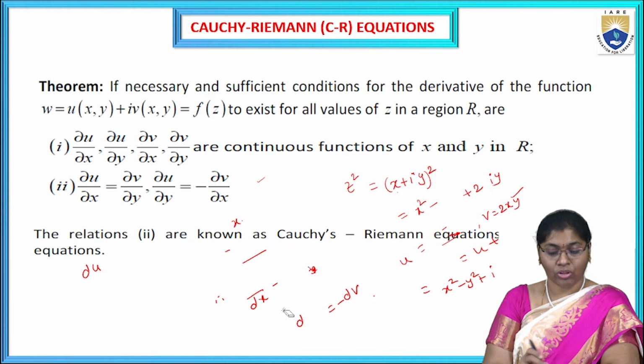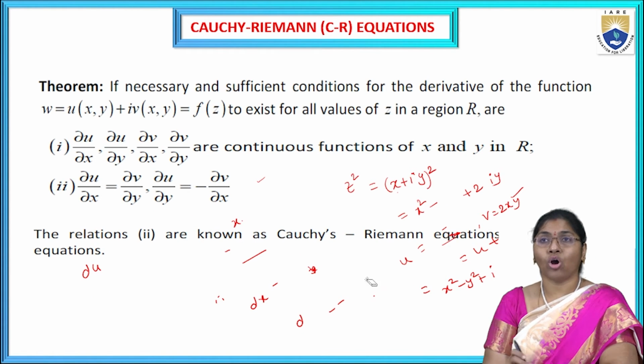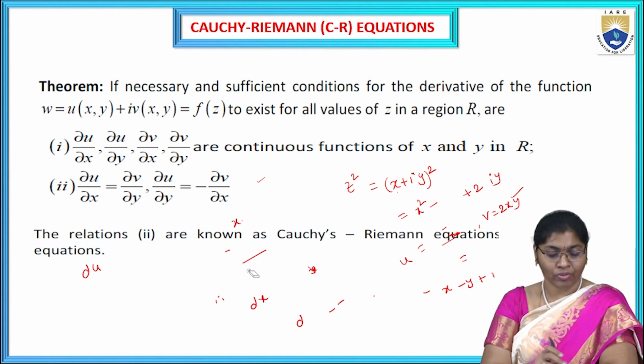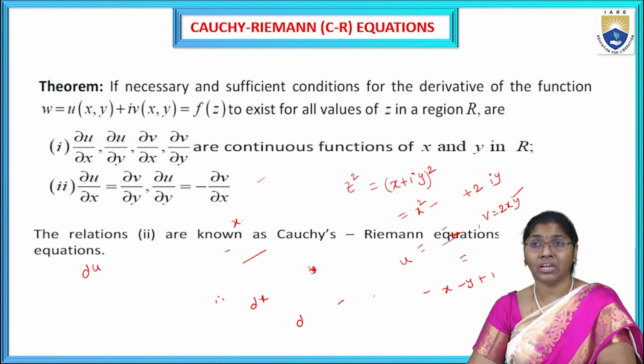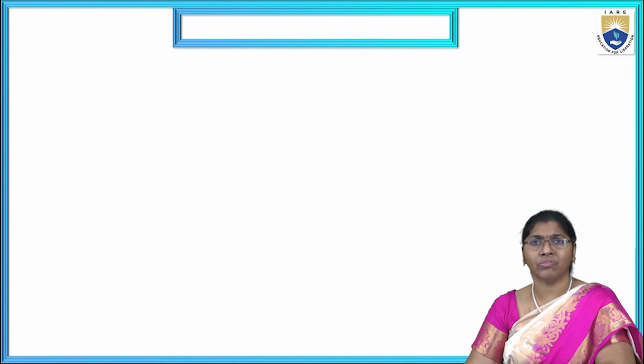Now these two relations are known as the Cauchy-Riemann equations, briefly CR equations. If both of the two conditions are satisfied, then it is CR equations. Otherwise, it is not CR equations, and that is not an analytic function.